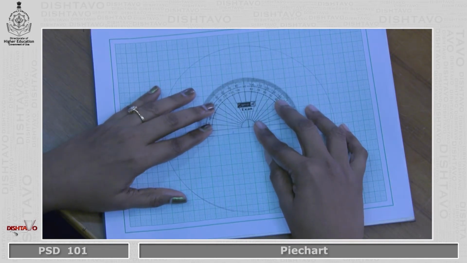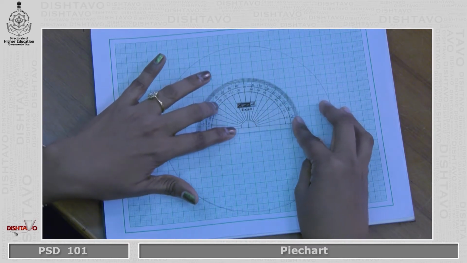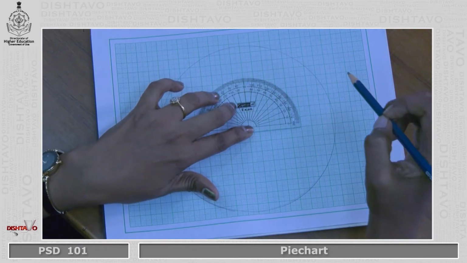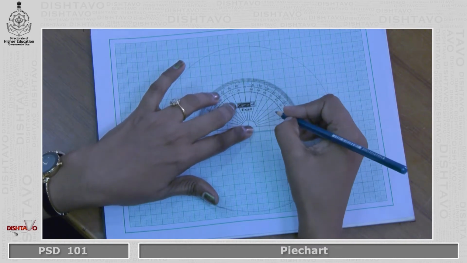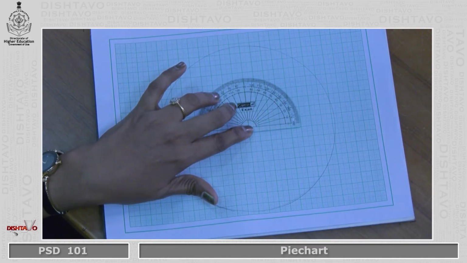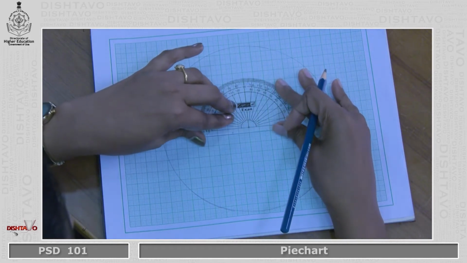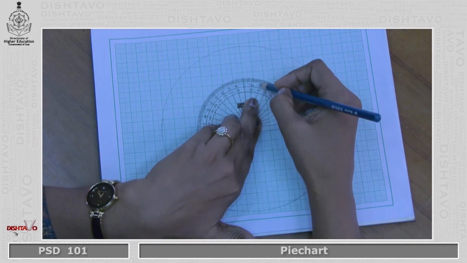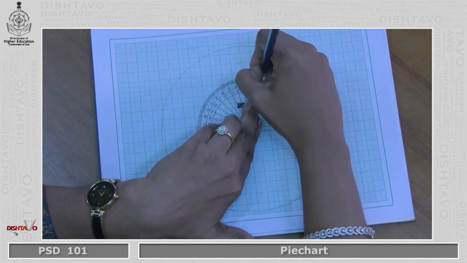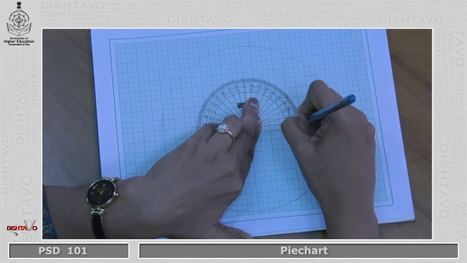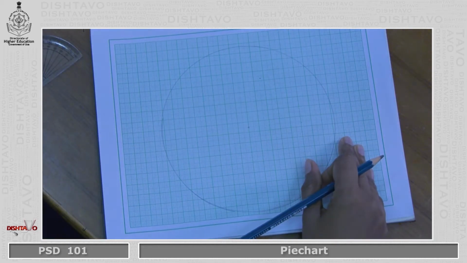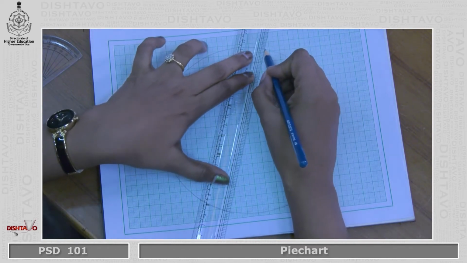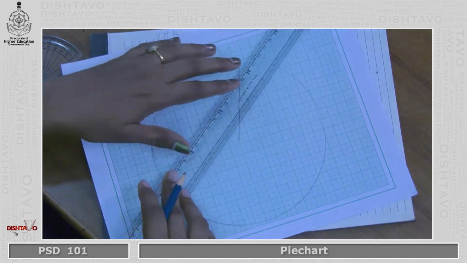Placing the center of the protractor on the center of the circle, we will mark each of the angles. For example, the first angle is 72 degrees here. So, we start by marking 72 and we just count it here. We reach a point of 70 and we exactly mark 72. And then we take a ruler and we join the angles formed.